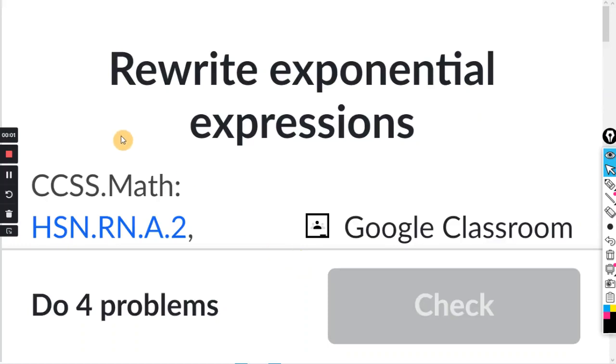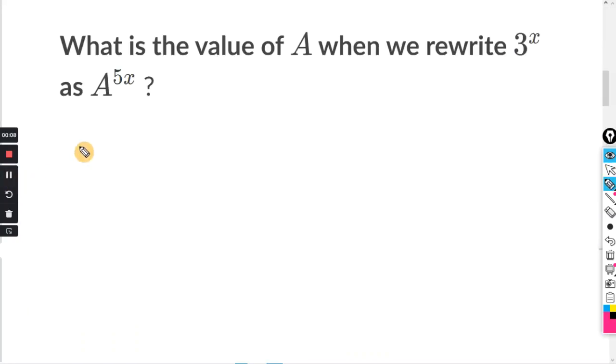This will be for the exercise, rewrite exponential expressions. What is the value of a when we rewrite 3 to the power of x as a to the power of 5x? Your best bet in these types of problems is to just set them equal to each other and then solve for a.